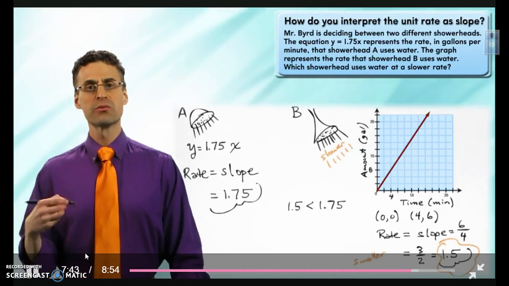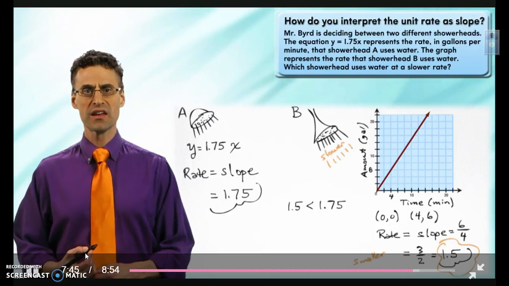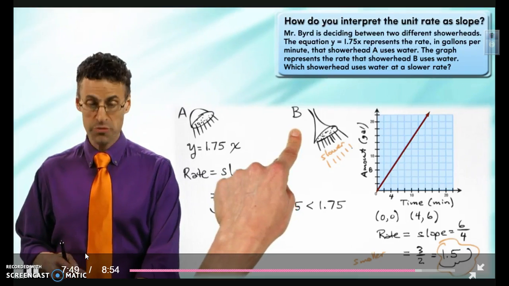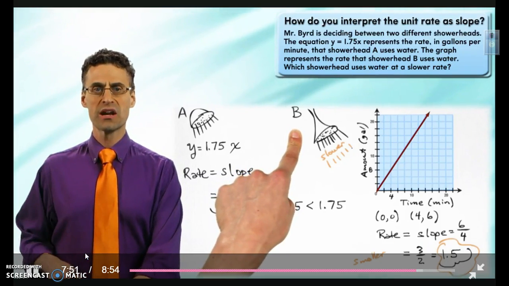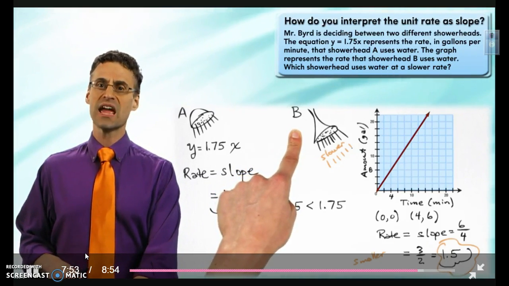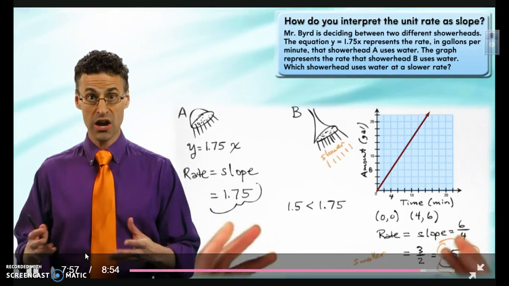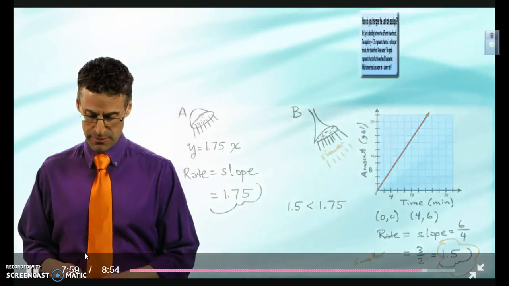Which means if we want to pick the shower head that uses the least amount of water of these two options, we're going to go with B. So the answer is, which shower head uses water at a slower rate? The answer is B. And if you want a slower rate water shower, then Mr. Bird, in fact, is going to pick B.